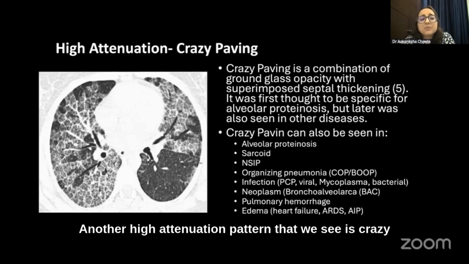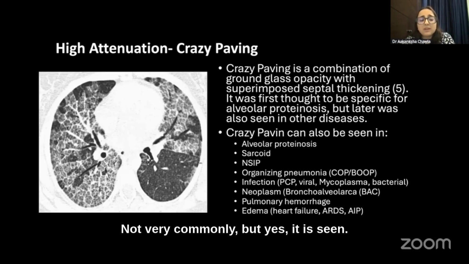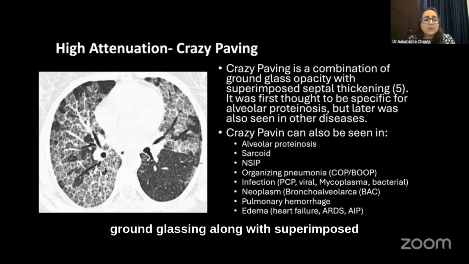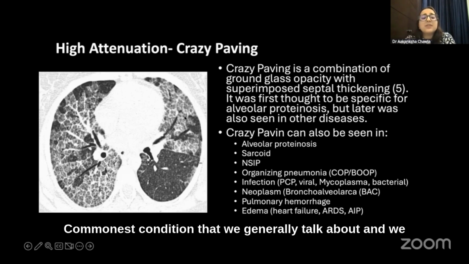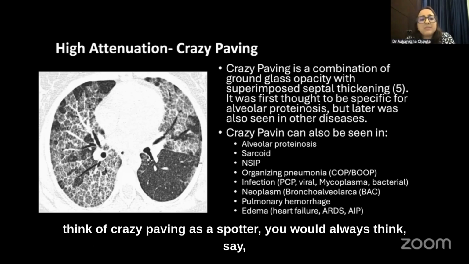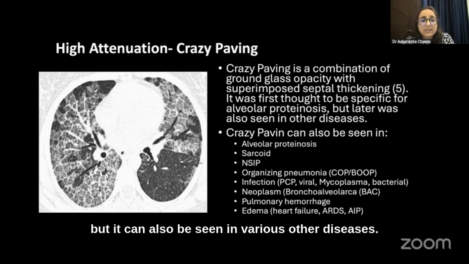Another high attenuation pattern that we see is crazy paving. Not very commonly, but yes, it is seen. It is basically a combination of ground glassing along with superimposed septal thickening. If you can appreciate on this scan, both the sides. The condition that we generally think of with crazy paving as a spotter is pulmonary alveolar proteinosis, but it can also be seen in various other diseases.